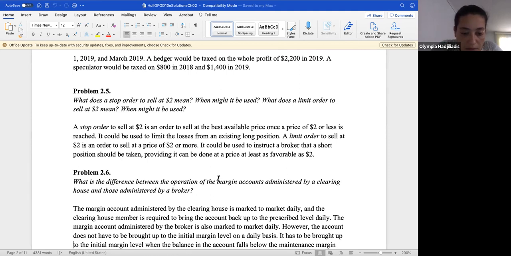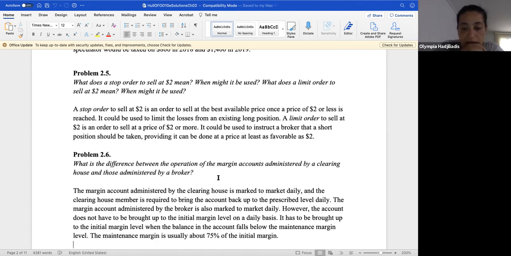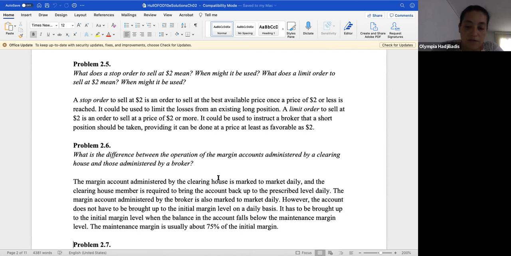The margin account administered by the broker is also marked to market daily. However, the account does not have to be brought up to the initial margin level on a daily basis. It has to be brought up to the initial margin level when the balance in the account falls below the maintenance margin level. The maintenance margin is usually about 75% of the initial margin.